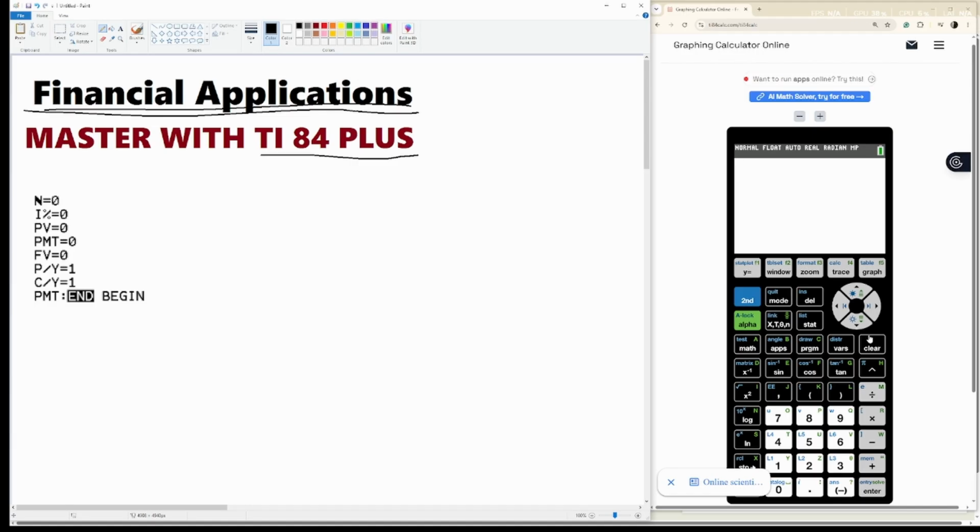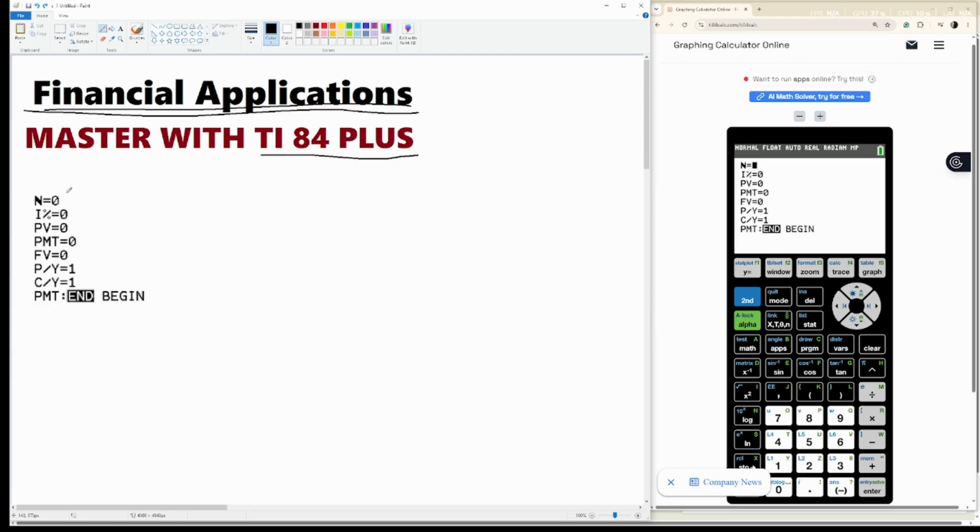So, you have to go to your calculator, and you have to go to Apps, then you go to Finance, and then you go to TVM Solver. And essentially, this is all you need to do your exercises.